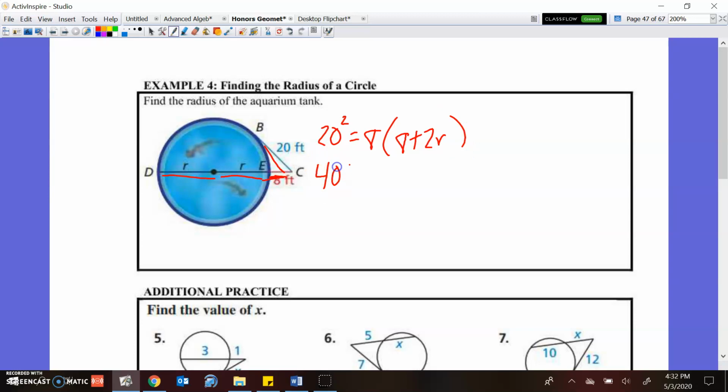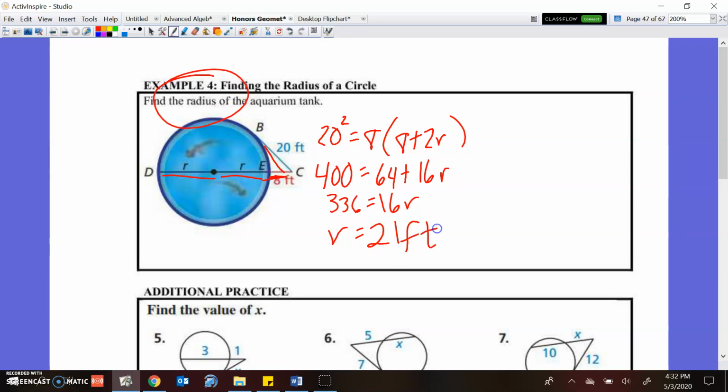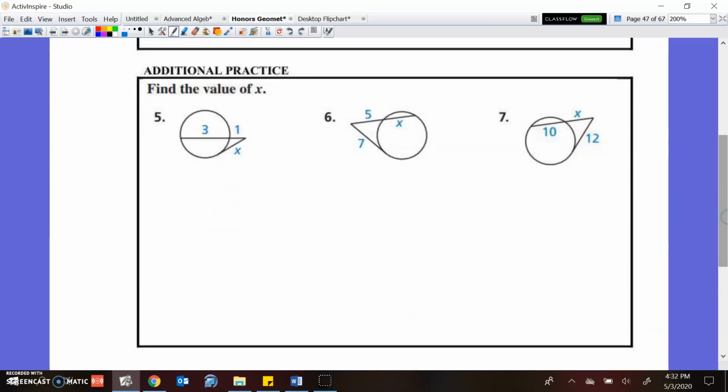Okay, so 400 is going to equal 64 plus 16r. This one only has one r, so I don't have a quadratic. I'm going to go ahead and subtract 400 minus 64. I'm going to get 336 equals 16r. And when I divide by 16, r is equal to 21. And that is what they want us to find, so I can label that 21 feet. That's my answer.